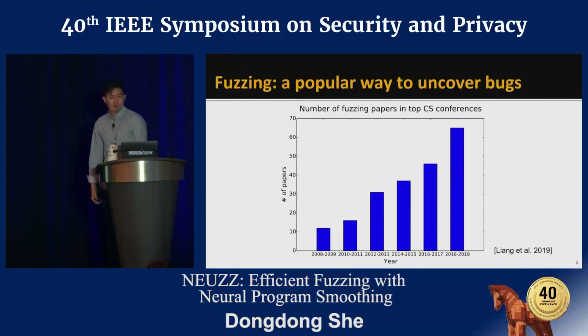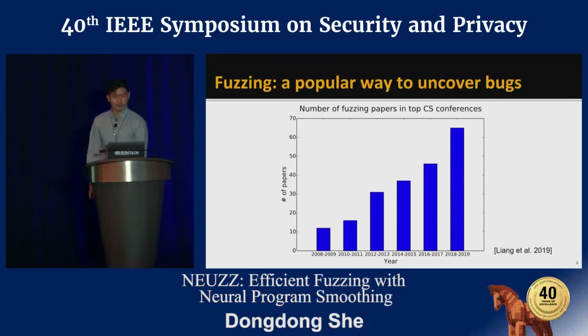Fuzzing is becoming a popular way to find software vulnerabilities. In the last 10 years, the number of fuzzing papers has been growing a lot. Many researchers are trying to make fuzzers more efficient. However, almost all of them are variants of the same design, evolutionary fuzzing.